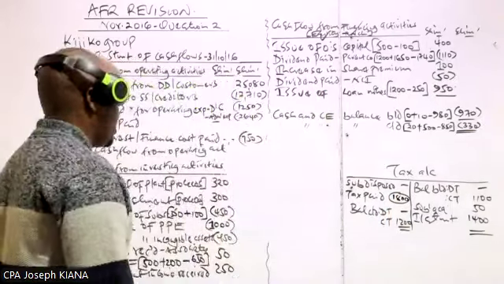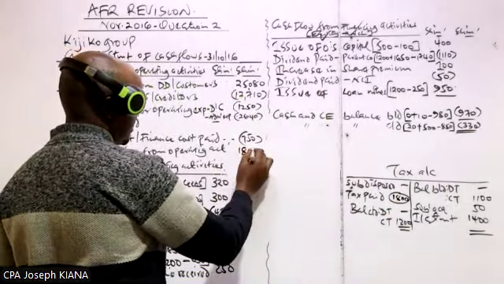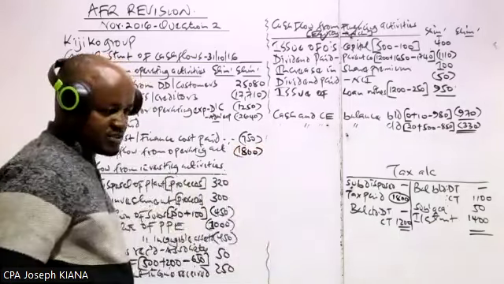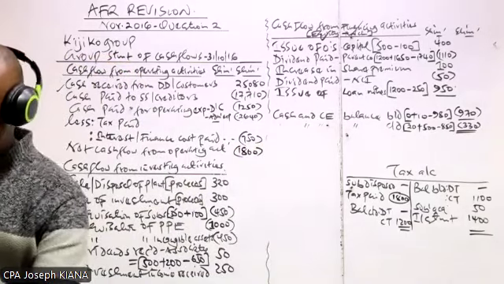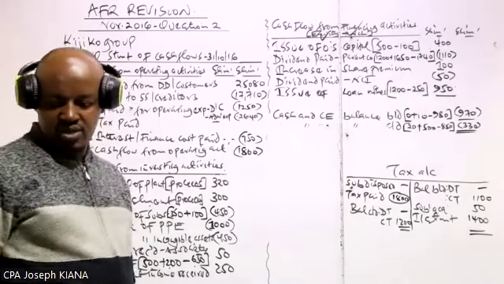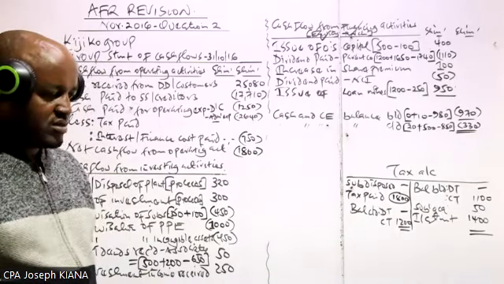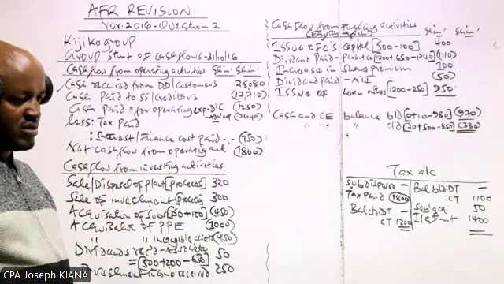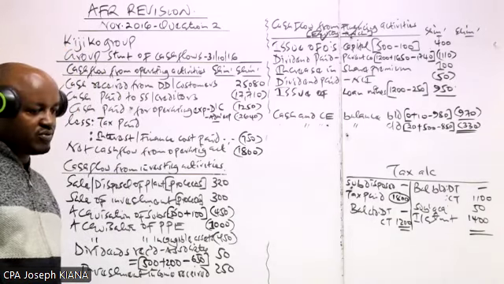So confirm whether you're getting the same value. Tax paid of 18. Is that what you're getting?